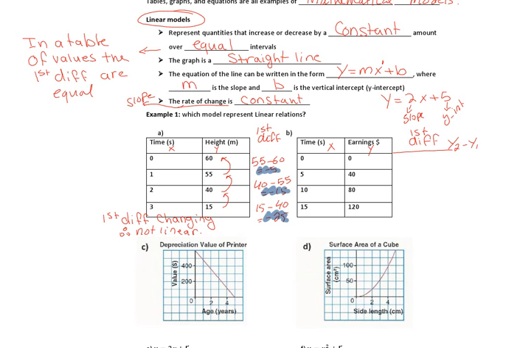So 40 minus 0, 80 minus 40, and 120 minus 80. The same, it's linear. My first difference is constant, right? Therefore, it's a linear equation.